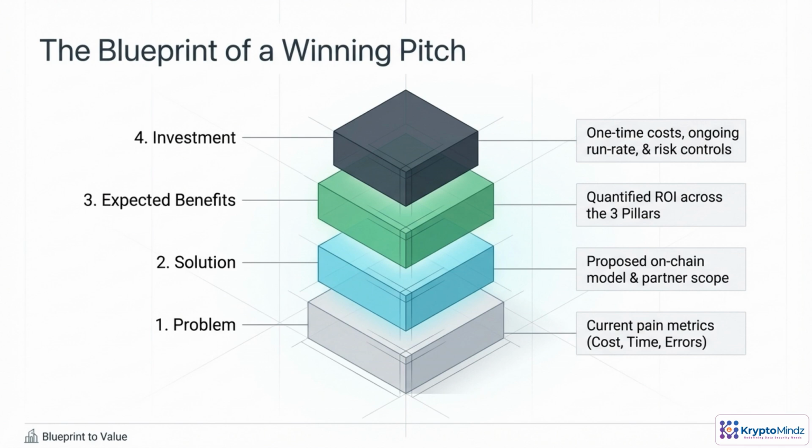Every strong internal pitch follows a simple storyline. Start with the problem. Quantify today's pain in cost, time, and errors using numbers your CFO already trusts. Then describe your solution, the on-chain model, which partners are involved, and where it plugs into existing rails. Next, translate that into expected benefits, a quantified ROI across cost, capital, and customer experience. Finally, spell out the investment, one-time build and integration, ongoing run rate, and the risk controls that keep stakeholders comfortable.